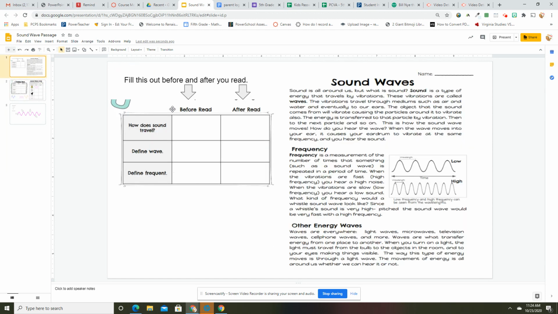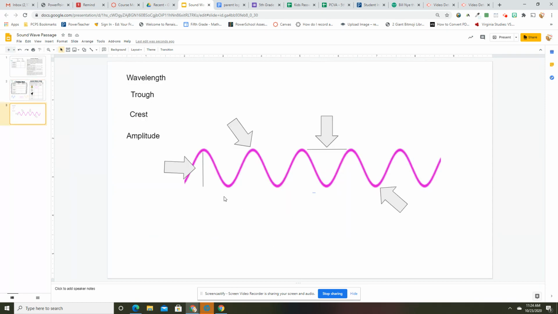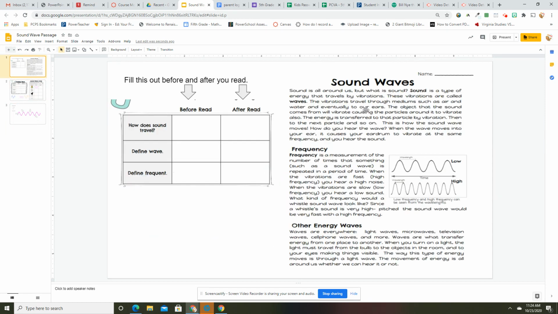So you're going to fill this out right here. Then you're going to read or listen to me read. Then you're going to fill those out on this side. See if they change. Even if they don't change, you still need to answer the question. Then you're going to answer these, use evidence, drag the correct frequency, and put your number, and then label a wavelength. Okay. All right. I'm going to take a drink of water, and then let's read this.